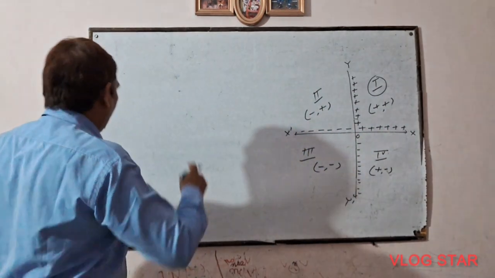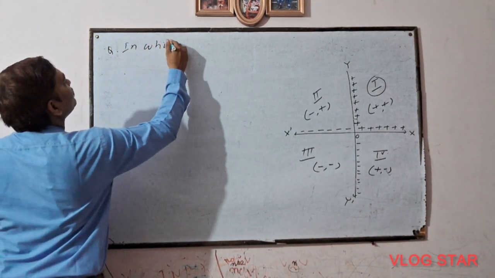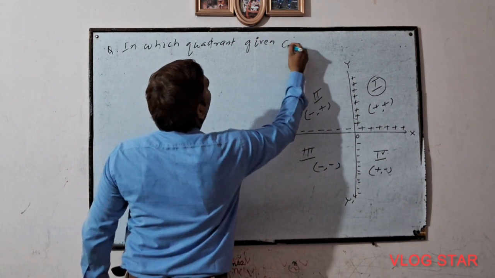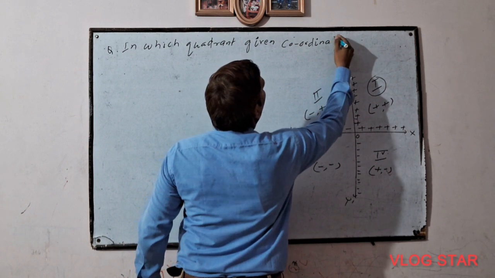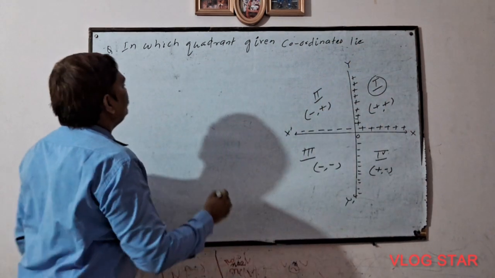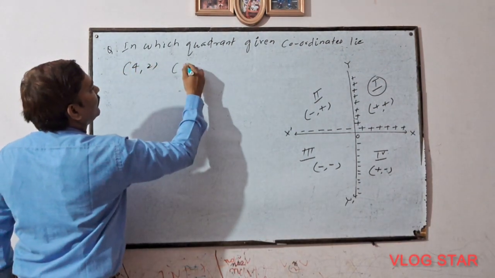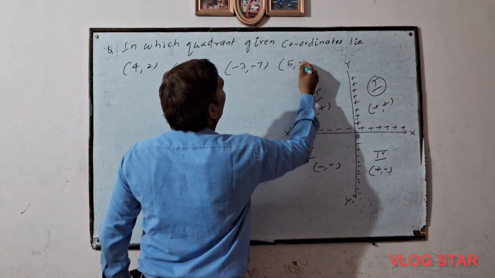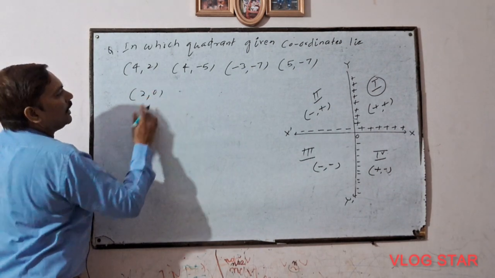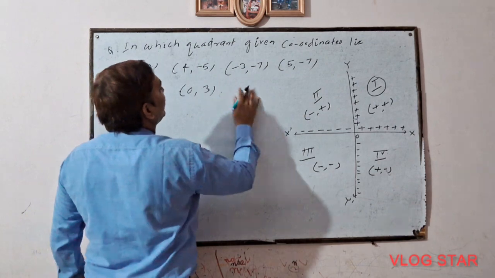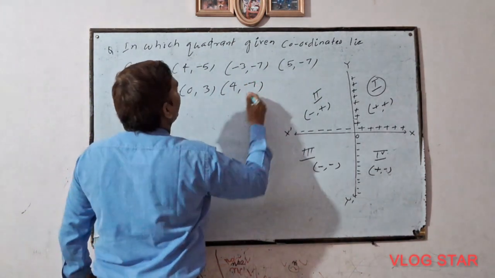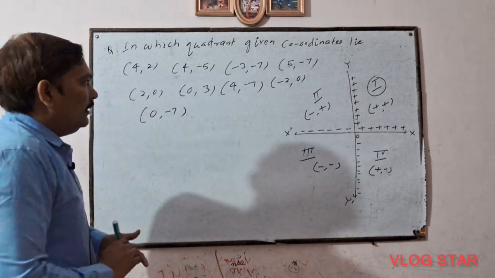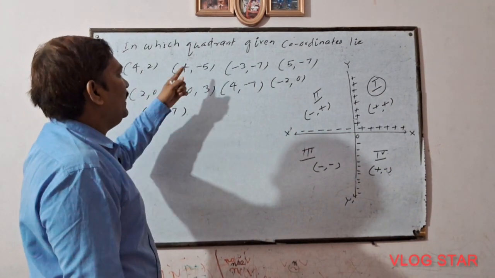Now just see the question. Question is, in which quadrant do the given coordinates lie. This one is (4, 2), this one is (4, -5), this one is (3, -7), this one is (5, -7), and this one is (2, 0), this one is (0, 3), and this one is (4, -7), and this one is (-2, 0), and this one is (0, -7). Very simple. You have to tell in which quadrant given coordinates lie.